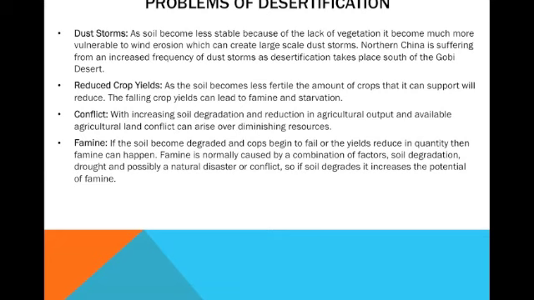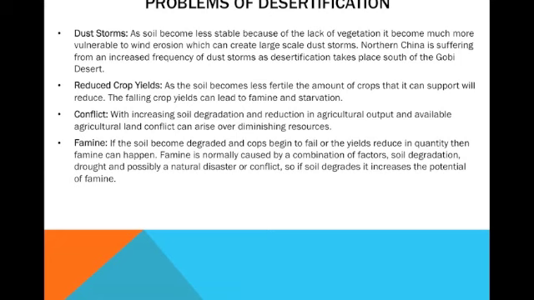With increasing soil degradation and the reduction in agricultural output and available agricultural land, conflict can arise over the diminishing resources, since there are more people that want it than there is of the actual resource. So people will argue over it. This can lead to conflict.